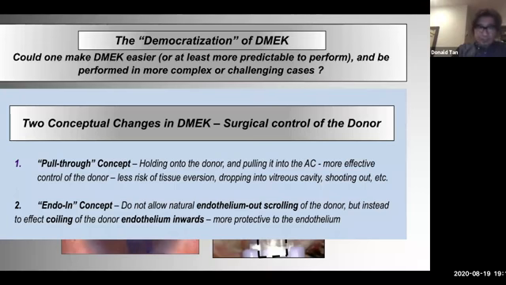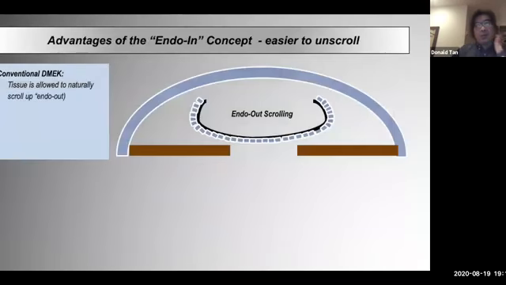And secondly, part of the pull-through concept is to have the tissue pre-coiled, endothelium in, or the endo-in concept. Unlike the natural tapping where we let the tissue coil endothelial out, which actually is more challenging in a way to allow it to unscroll, here we are pre-coiling it endothelium in, which protects the endothelium during the delivery. And so this is the concept of the endo in. It's much easier to unscroll.